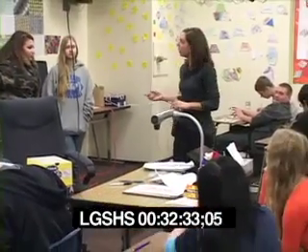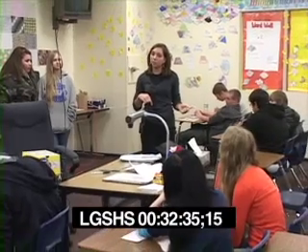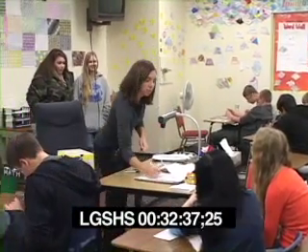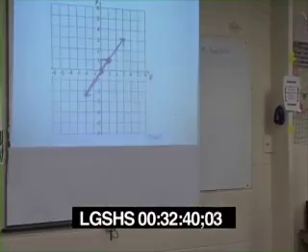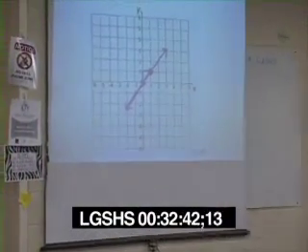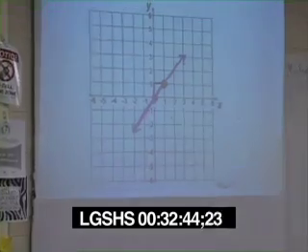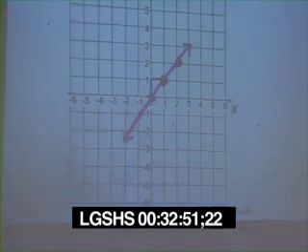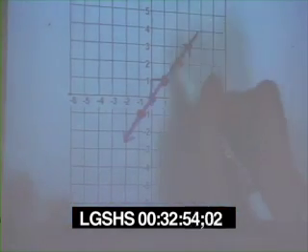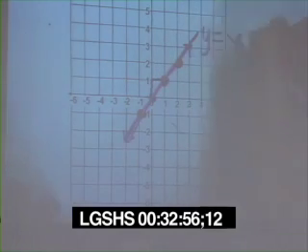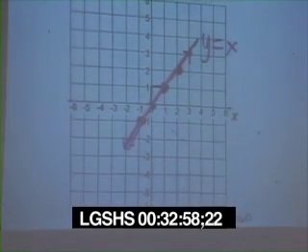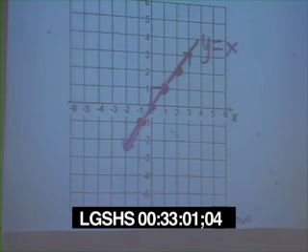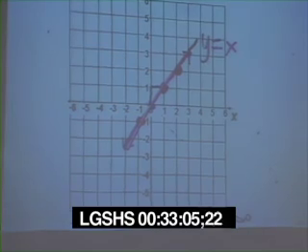So if x is 1, what's y? 1. That's the point right here. If x is 2, what's y? 2. So that's the point right here. If x is -1, y is -1. So that's the point down here. If you connect all those points, you get the line y equals x. So they just helped you find that line. And when we reflect across it, we're going to be flipping across that line.